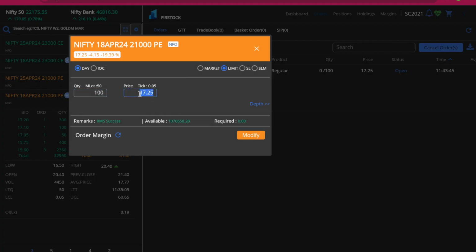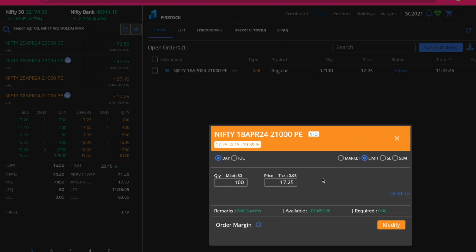So I think this should get executed. If not, we'll go to 17.2, 19.25. So the buyer is having a 300 quantity, and as we are the seller, we are having a 100 quantity. So buyer is having a higher quantity, and overall buy is higher of 21,000 PE. So I hope we'll get this price. If we don't get, it's just 0.05 lower.